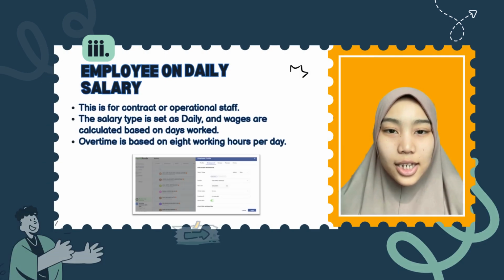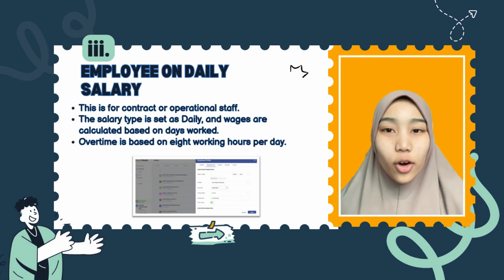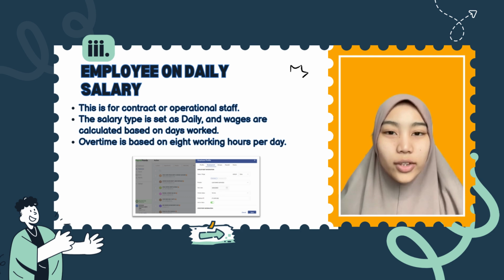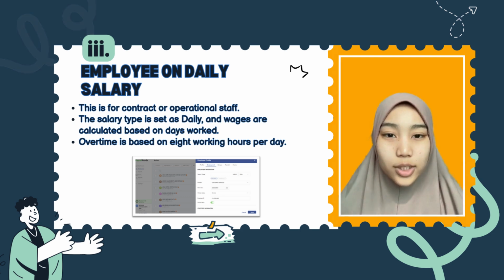Third is daily salary employees. This is for contract or operational staff. The salary type is set as daily and wages are calculated based on days worked. Overtime is based on 8 working hours per day.